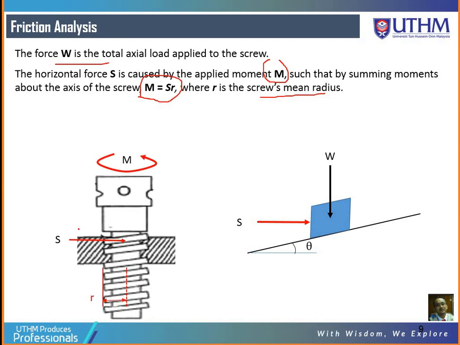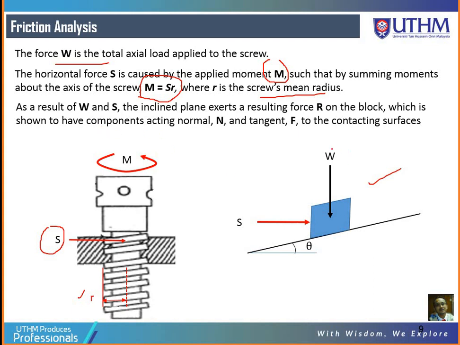If you look at this picture here, there is a moment, and the moment has been created by the external force applied to the screw. When you multiply S times R, it will create the moment. So this is basically the sketch of the block of this screw.